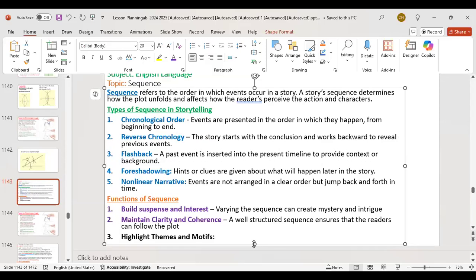So stories have different themes. A theme of a story may be love conquers all. Another theme may be betrayal. Don't trust nobody. Another theme could be hatred. Another theme could be what? Confusion. All right. Revenge. Another theme could be revenge.